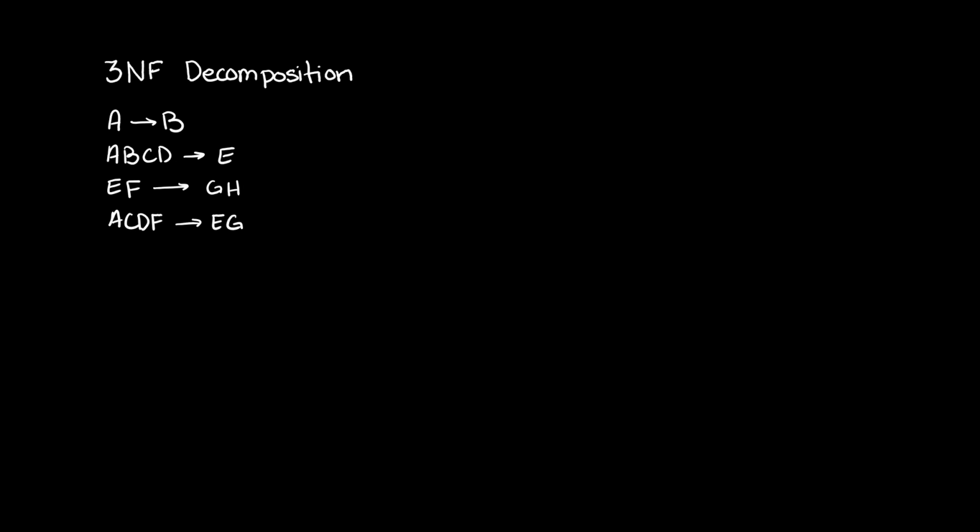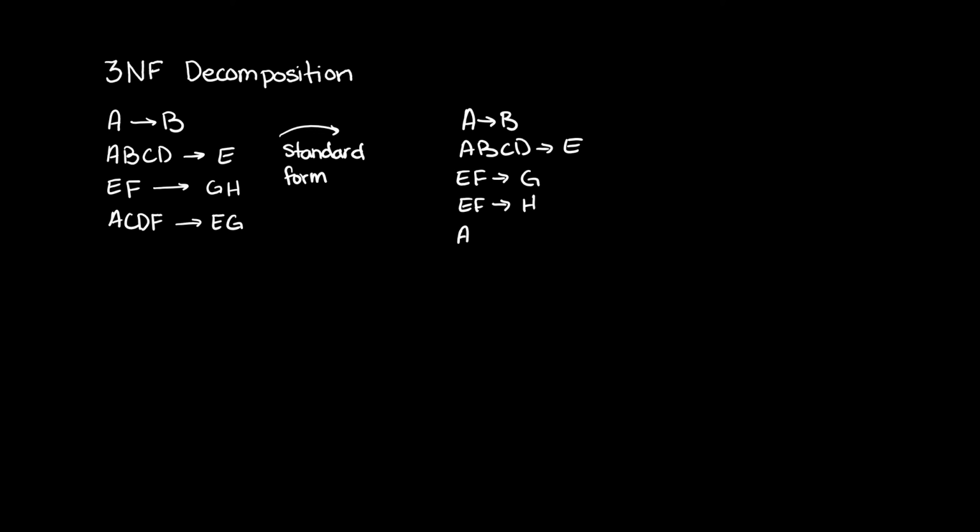Consider this relation with functional dependencies. First, we rewrite all of them in standard form. This is done by isolating all variables on the right-hand side. Now we need to find the minimal basis of this relation. We need to determine which functional dependencies are unnecessary.